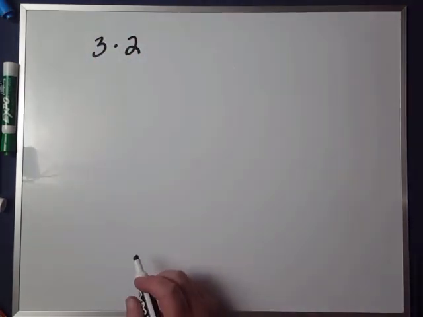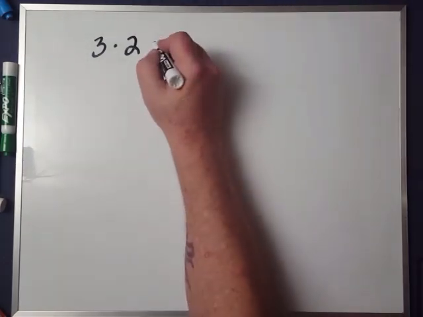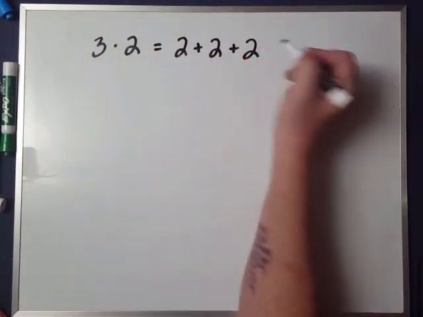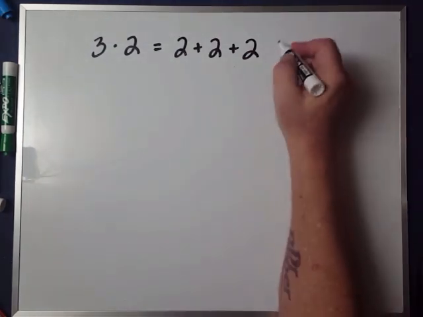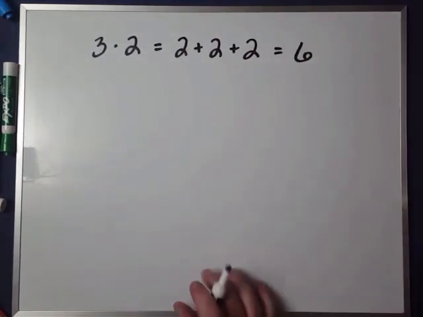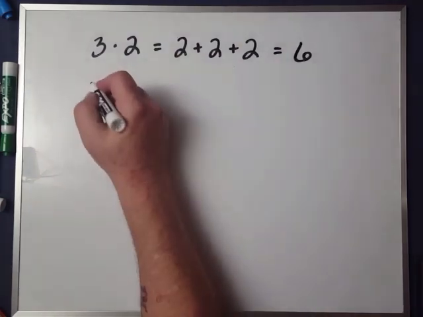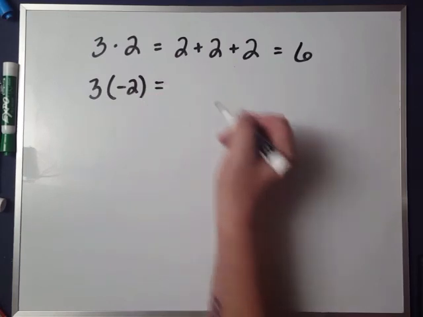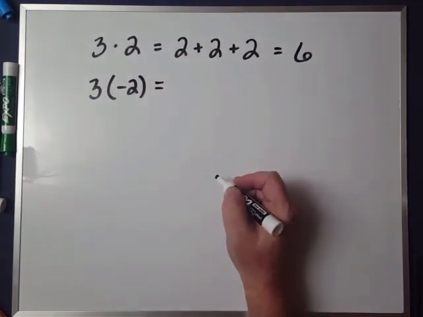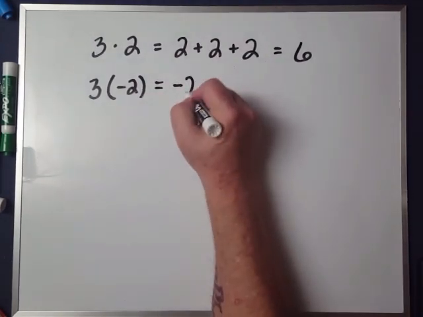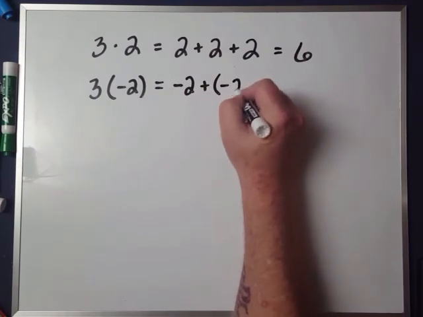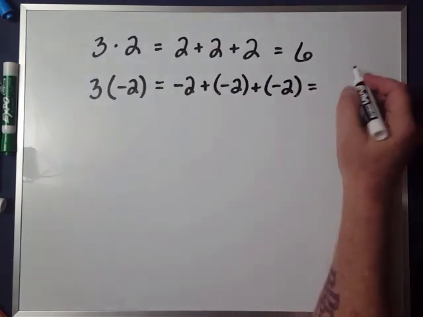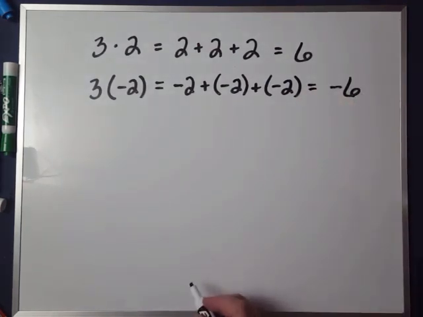Multiplication indicates repeated addition. And so 3 times 2 means 2 plus 2 plus 2. 3 2s. Add them up. That's how we get to 6. So what would it mean if I multiplied 3 times negative 2? Well, 3 times negative 2 would be negative 2 plus negative 2 plus negative 2. Add those up, total of negative 6.